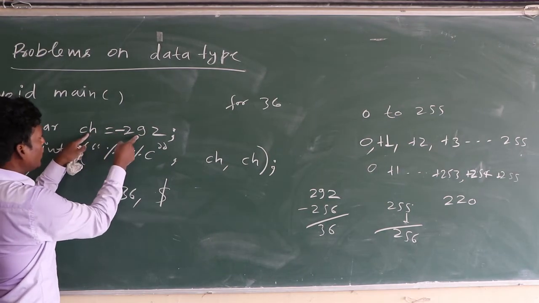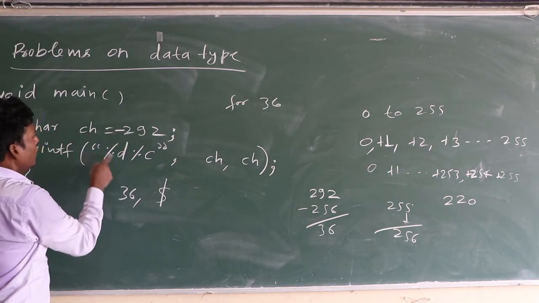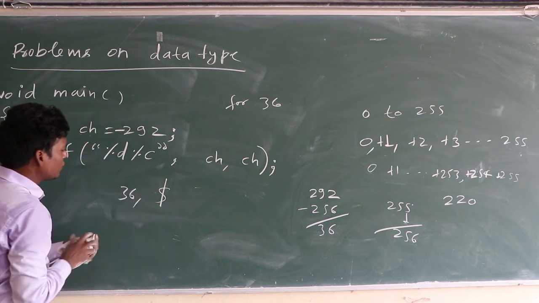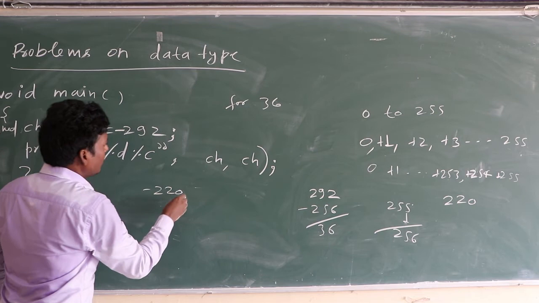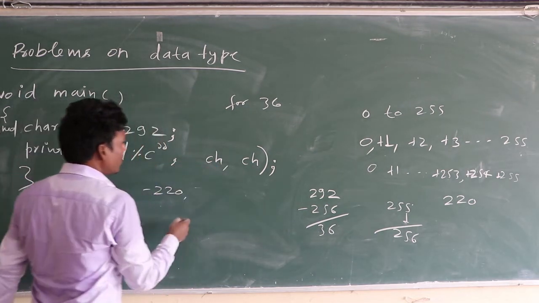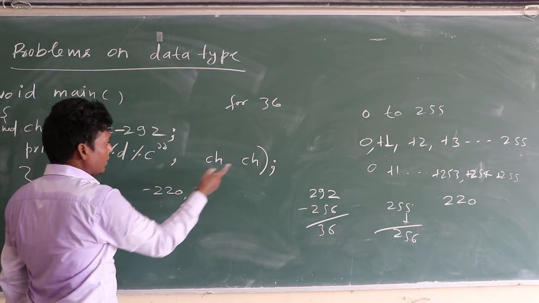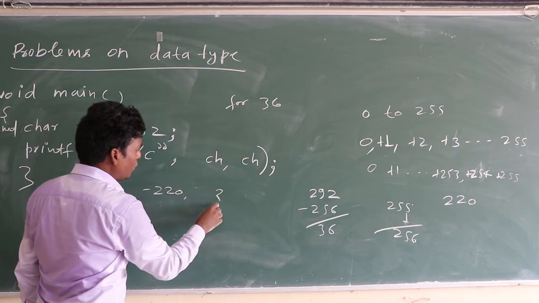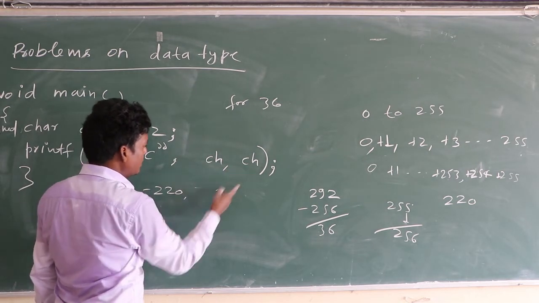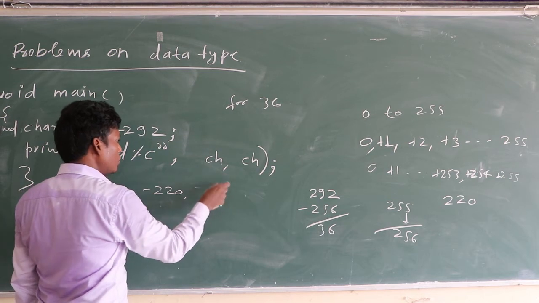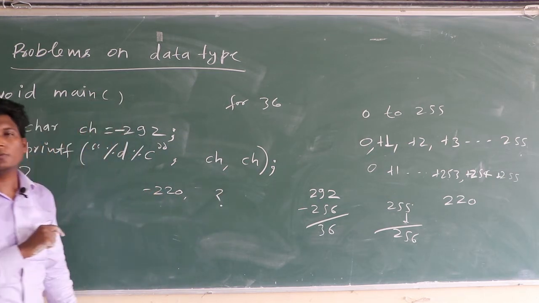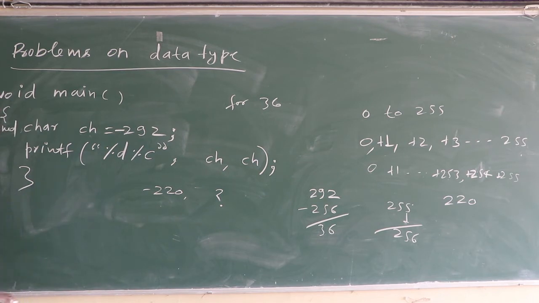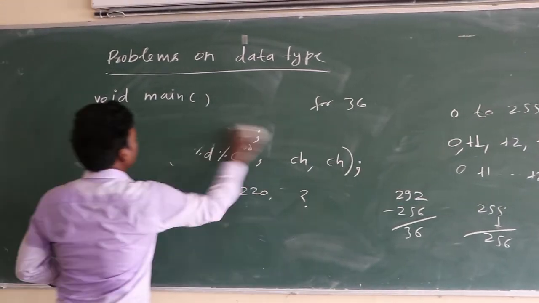So CH received 220, that is the ASCII value. %d prints this CH, that is 220, and %c prints this CH. So some character will be printed, I don't know which, but there will be some character corresponding to this ASCII value, minus 220. Okay, some more questions on data type.